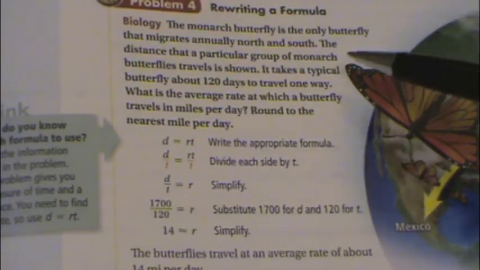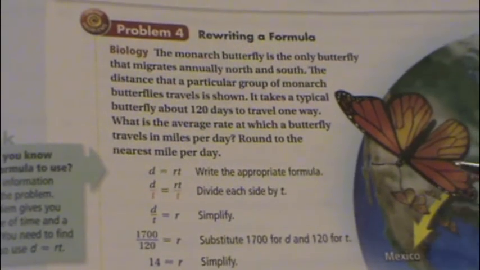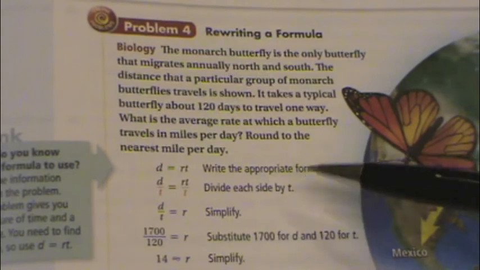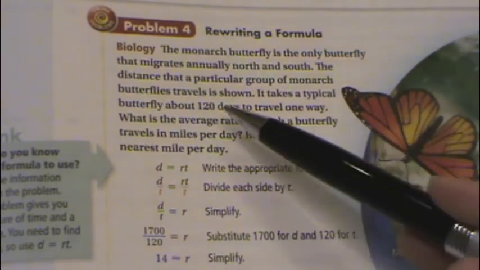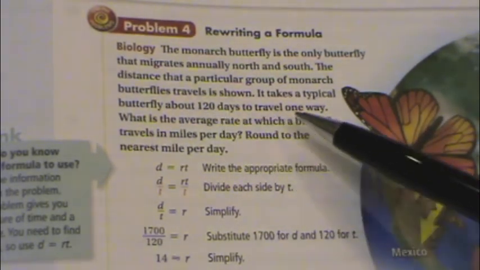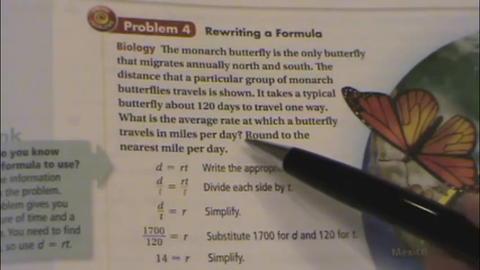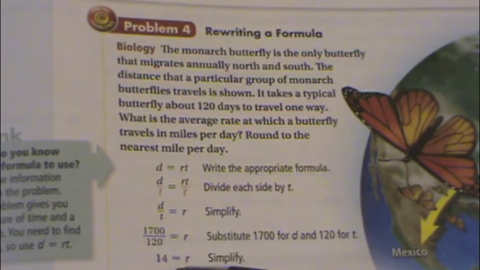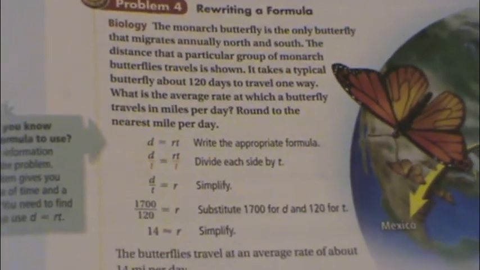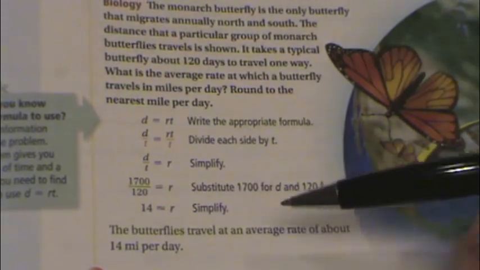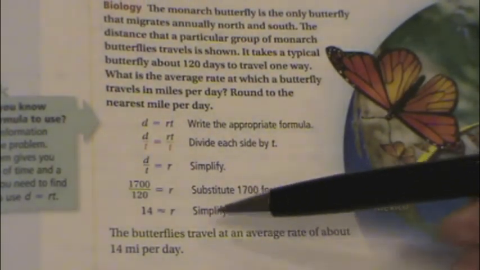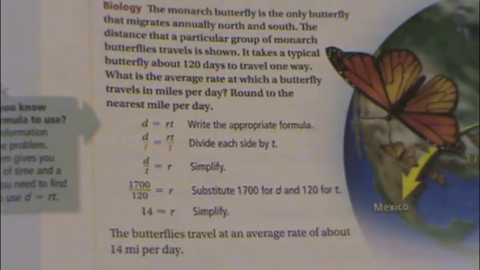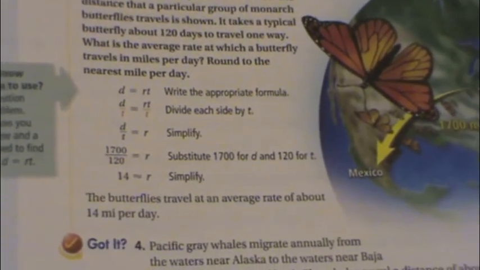Problem 4, same idea, except instead of geometry, it's butterflies. So they give you some numbers concerning a butterfly trip, and check this out. It takes a butterfly 120 days to travel one way. How far does it fly in miles per day? And you work through this, 14 miles in a day. That little tiny thing flies 14 miles a day. I'm not sure that I could walk 14 miles every day for 120 days, and I'm a whole lot bigger than a butterfly. So anyway, I skipped through that. Go ahead and read it carefully.